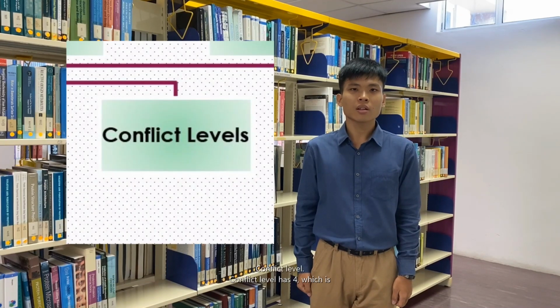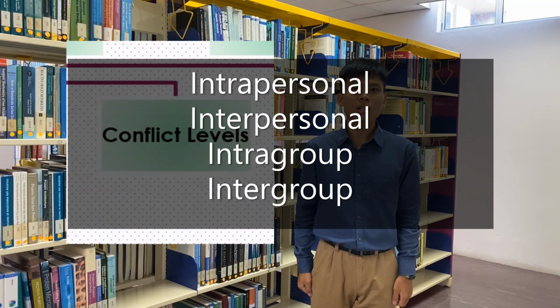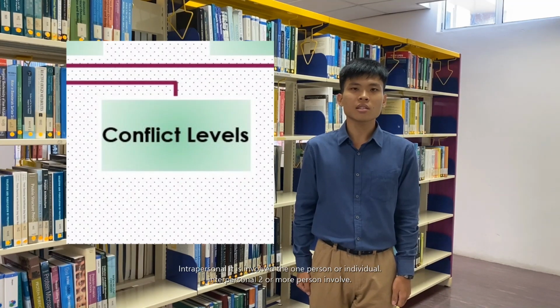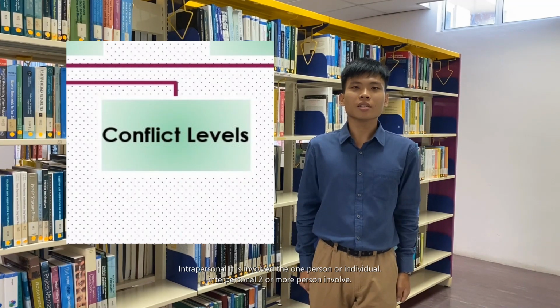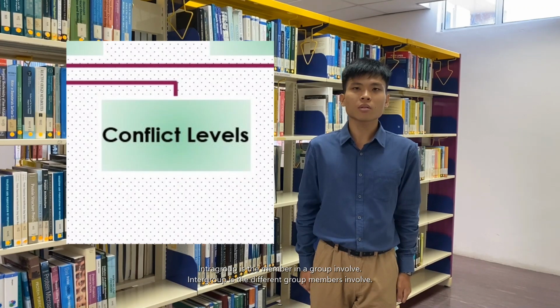Conflict level. Conflict level has four types, which are intrapersonal, interpersonal, intragroup, and intergroup. Intrapersonal involves one person, an individual. Interpersonal involves two or more persons. Intragroup involves members in a group. Intergroup involves members of different groups.